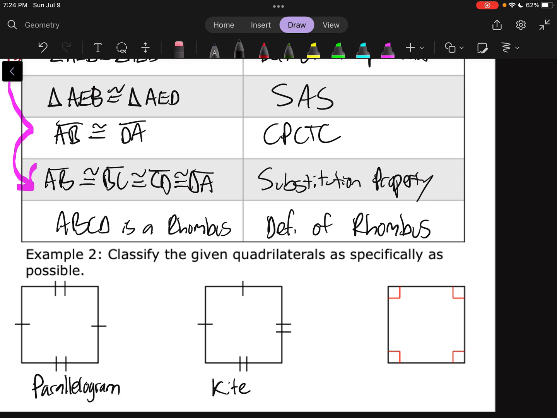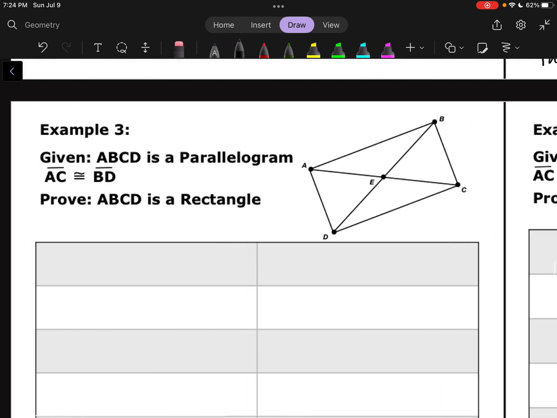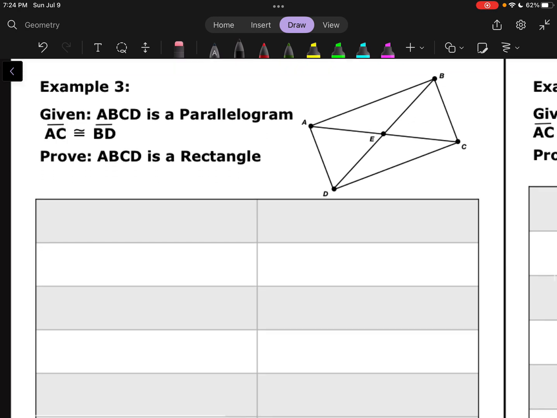And then our last one, if we've got four right angles, that means it's going to be a rectangle. I know that it could be a square, but we don't know anything about the sides yet. So the only safe bet is to say that it's a rectangle. All right, let's go to the inside where example 3 has us trying to prove that this thing's a rectangle. So we know that ABCD is a parallelogram, and we know that AC is congruent to BD.